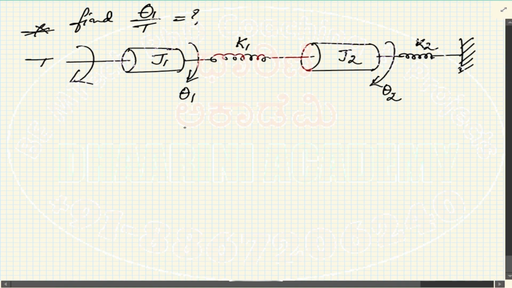Yes, correct. First we'll identify the nodes, right? Like the previous case where you had displacement, now you have theta 1. Every location where you find a theta 1 will be a node. This is another node. Whatever is connected to theta 1, you will be writing over. Theta 1 is only connected to J1. So J1 is here between theta 1 and reference. Between theta 1 and theta 2, I have K1.